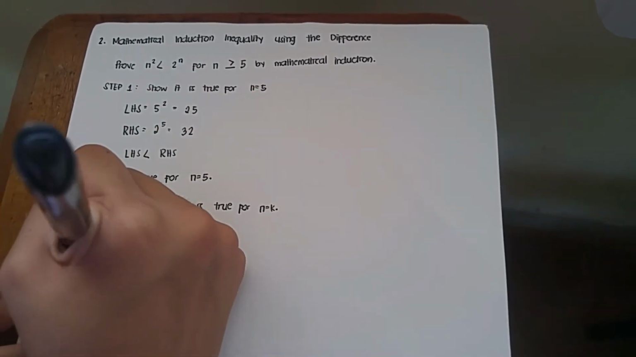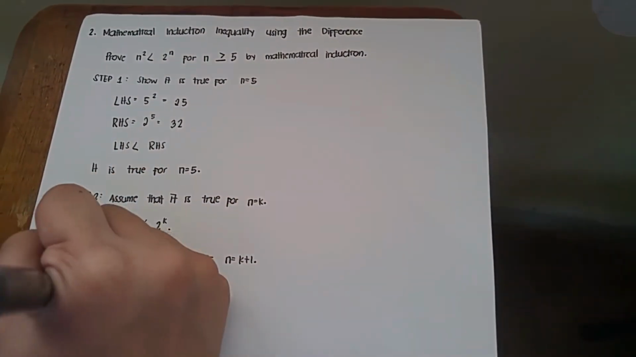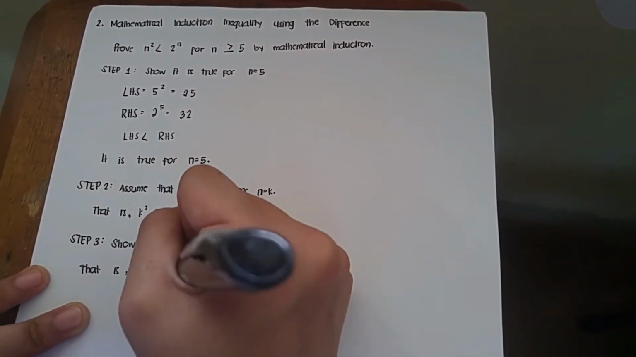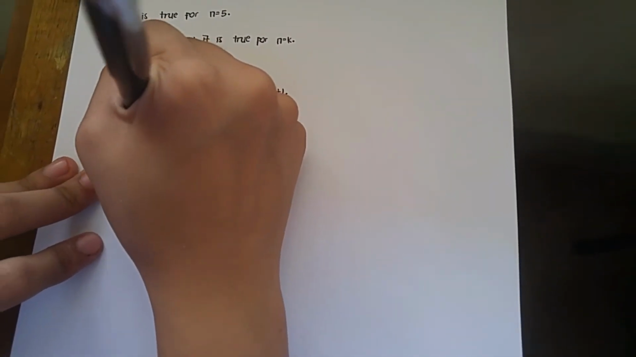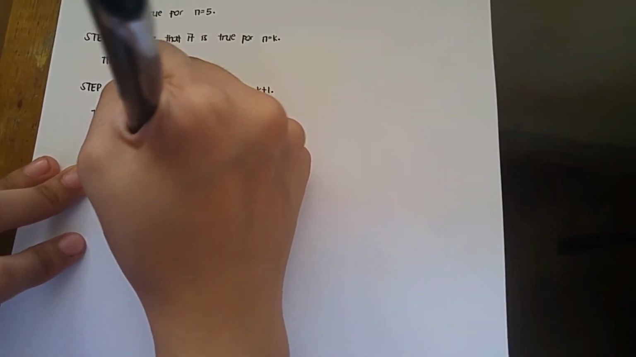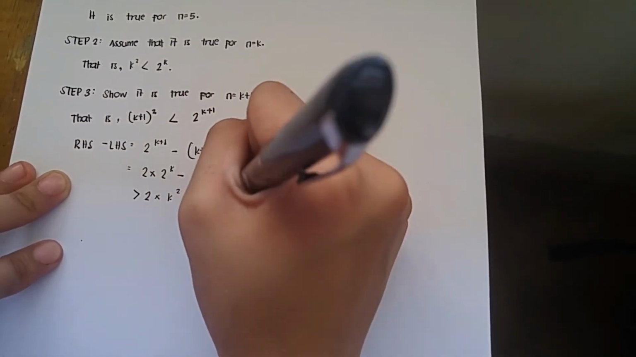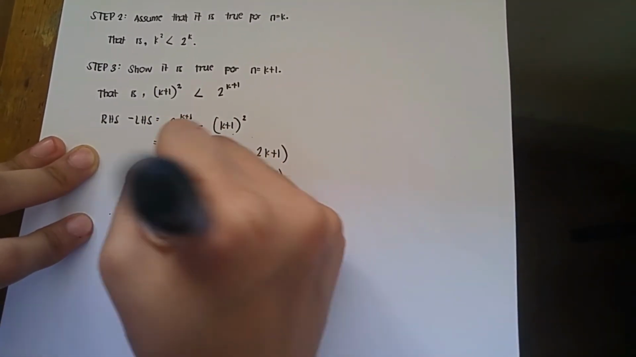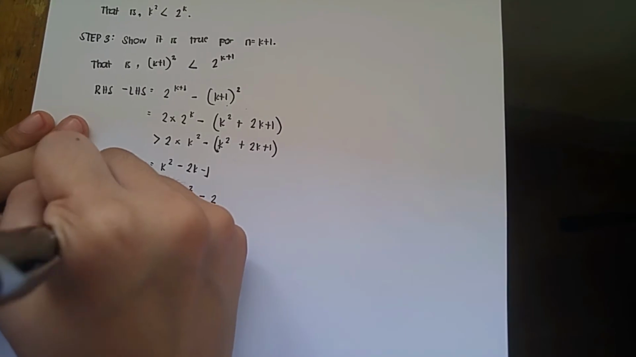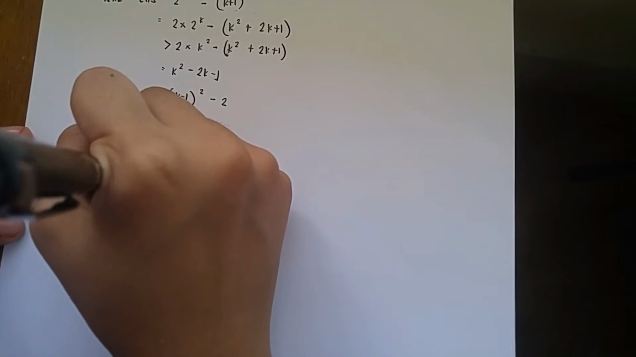Step 3. Show it is true for n equals k plus 1. That is, quantity k plus 1 squared is less than 2 raised to k plus 1. Right hand side minus left hand side equals 2 raised to k plus 1 minus quantity k plus 1 squared, equals 2 times 2 raised to k minus quantity k squared plus 2k plus 1, greater than 2 times k squared minus quantity k squared plus 2k plus 1.